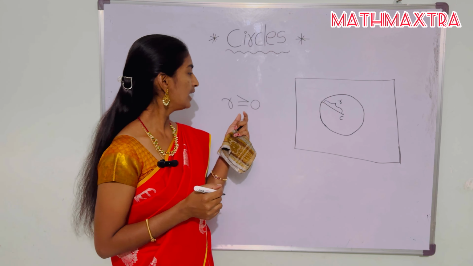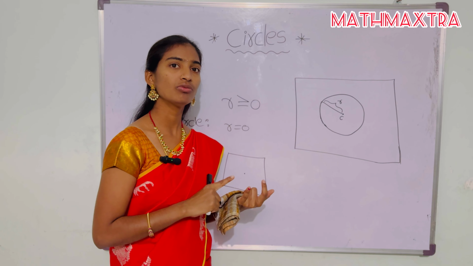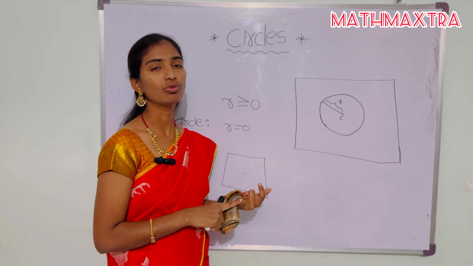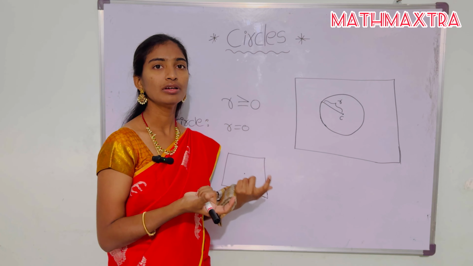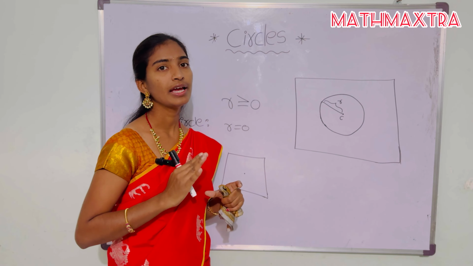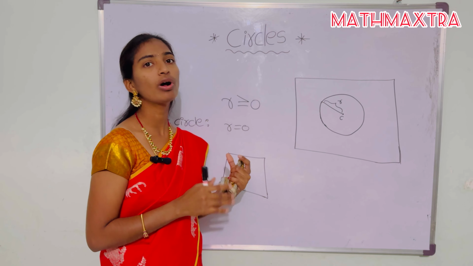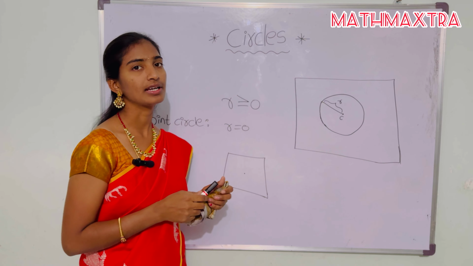What is a unit circle? If the radius is equal to 1 unit, then we call that a unit circle. Here 1 can be 1 meter, 1 centimeter, 1 kilometer, whatever the measurement may be. If the radius of the circle is always equal to 1, then we call that circle a unit circle.